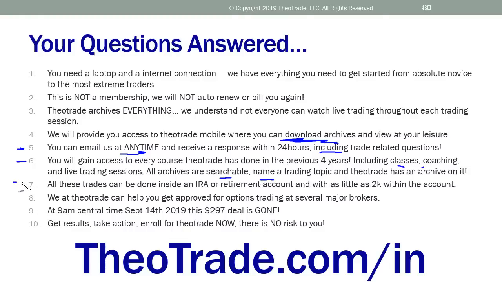Number 7, all these trades can be done inside an IRA. All of them can be done inside a retirement account. You have to have as little as $2,000 within the account. Number 8, we at TheoTrade can help you get approved for options trading at several major brokers. So if you're like, I can't get approved for options, how am I going to trade options if I can't get approved for options? We got your back.